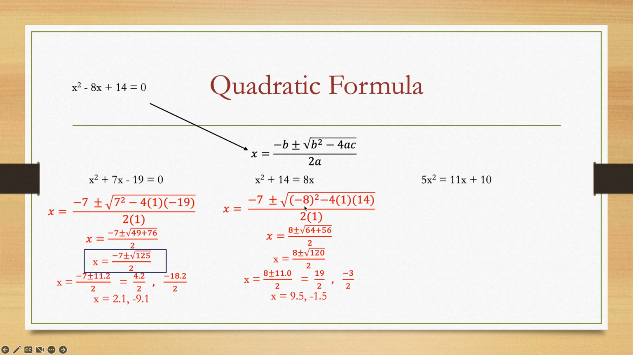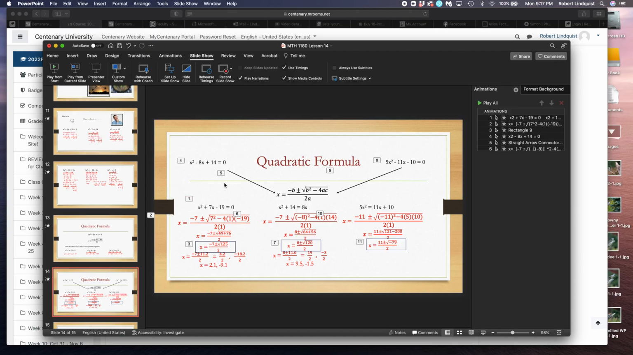of negative 8 squared, minus 4 times 1 times 14. Negative 8 squared is 64, minus 4 times 1 times 14, which is, oh man, at least I'm going to get it straightened out. This is going to be 8, and this is going to be minus 56, right? 64 minus 56, which makes this 8.